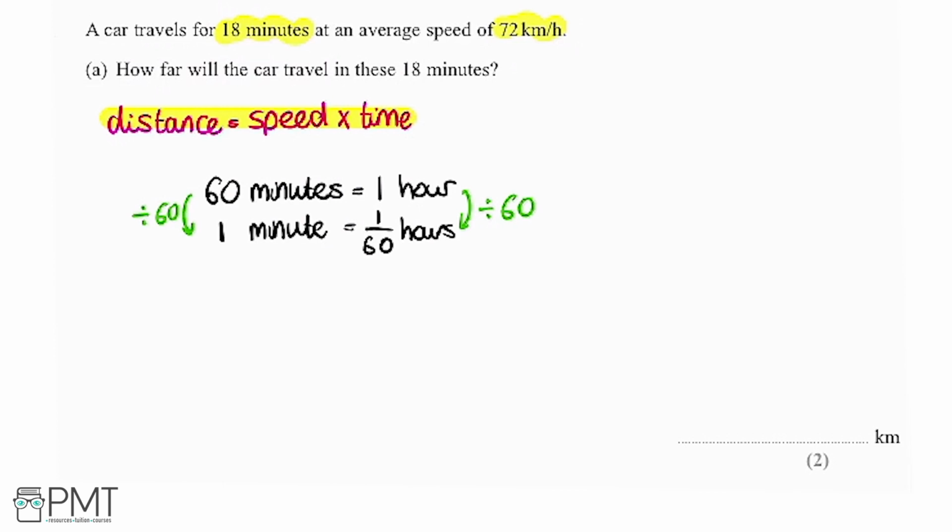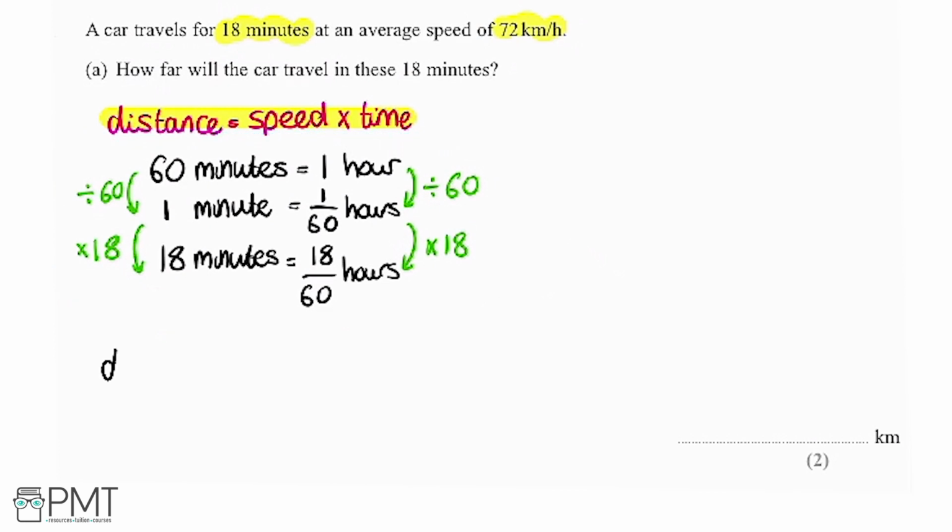Okay, but I don't want 1 minute, I want 18 minutes. So what we're now going to do to that is multiply it by 18. So here we're going to get that 18 minutes equals 18 over 60 hours. Perfect, so that's great. So we say our distance travelled in those 18 minutes equals speed.